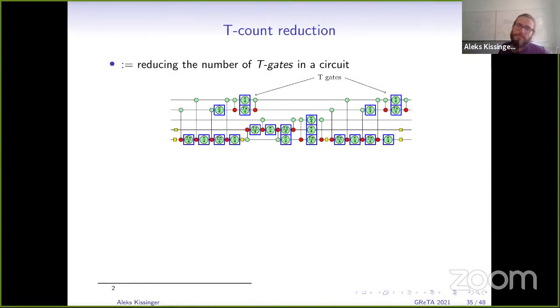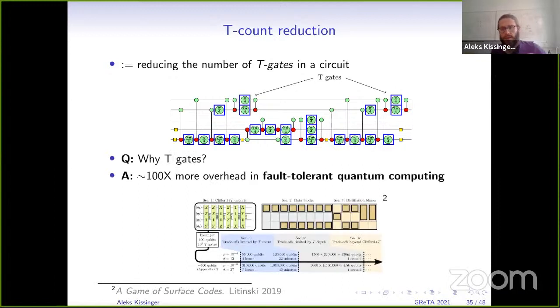Okay, so T-count reduction has to do with reducing these T gates. Somehow the T gates are the hard stuff in these quantum circuits. And there's a lot of reasons why you might want to do this. One of them is that, thinking way ahead into the future, we want to implement these quantum circuits in big fault-tolerant ways.